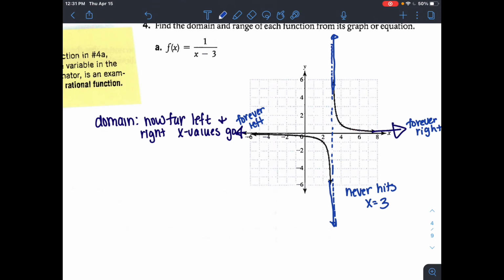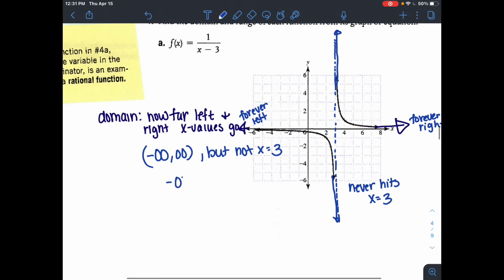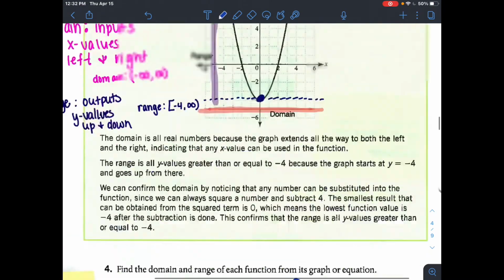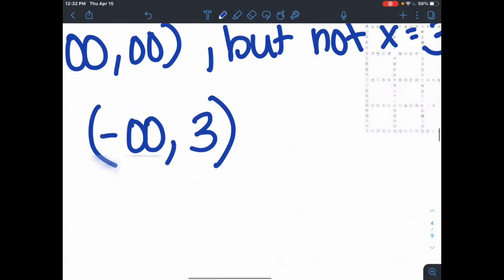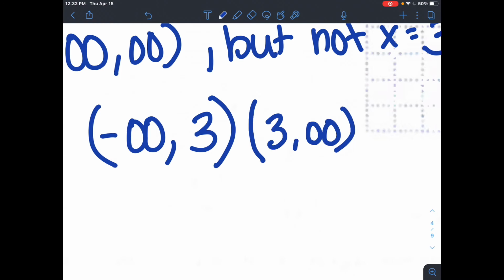Okay, so it looks like our domain goes from negative infinity to positive infinity, but not x equals 3. So how we're going to write that is from negative infinity to 3. We're going to use an open bracket or a parenthesis to signify it's not equal to, whereas up here I used this square bracket to signify, oh, it can also equal 4. Okay? Open bracket means it's approaching 3 but not equal to 3. And then another parenthesis, 3 to infinity. So this is saying everything except for 3.